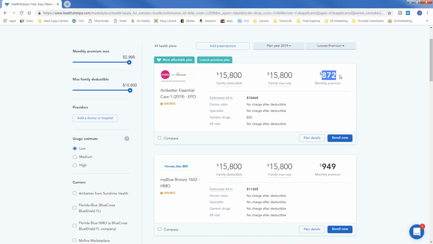That's for 2 adults and 1 child, non-tobacco, $872 a month. And this plan has a deductible of $15,800. So what that means is that we would have to hit that deductible before the health insurance plan pays one single dollar towards any of our medical costs, anything other than a physical.